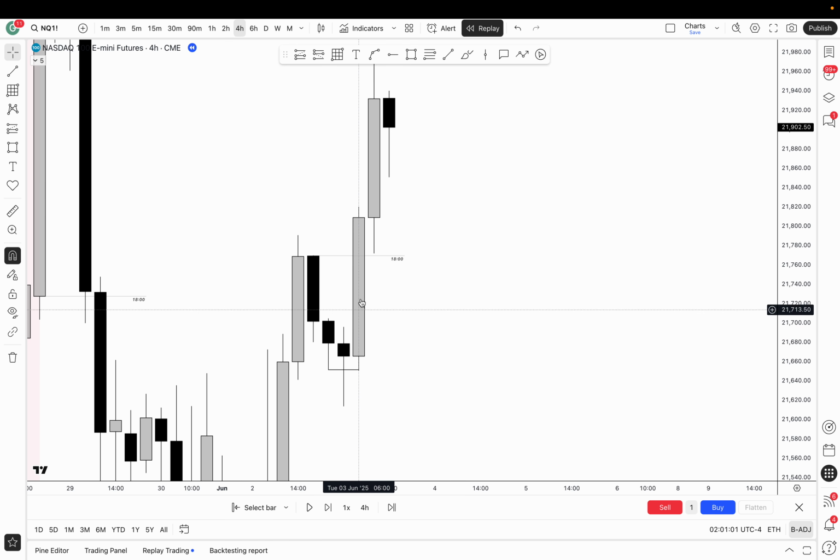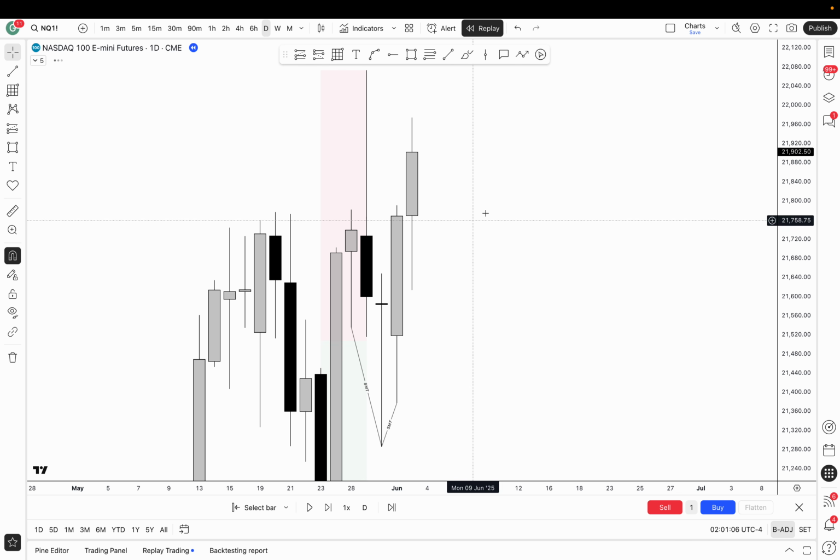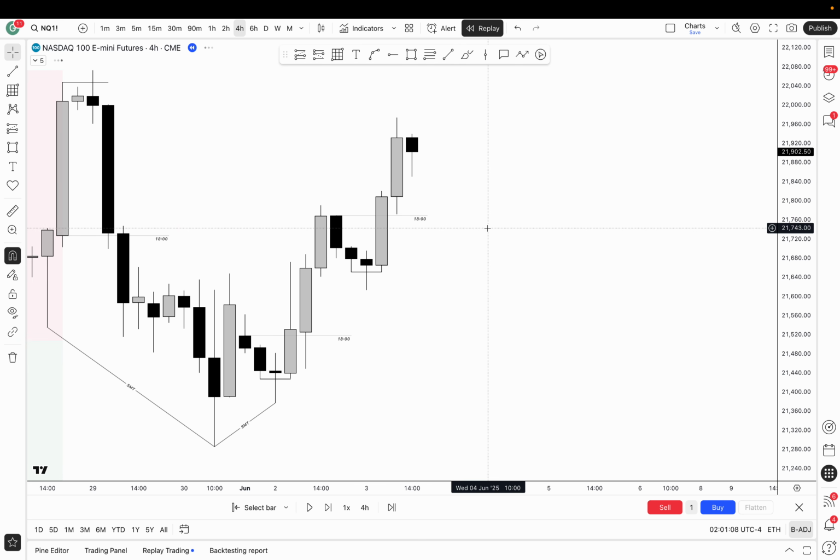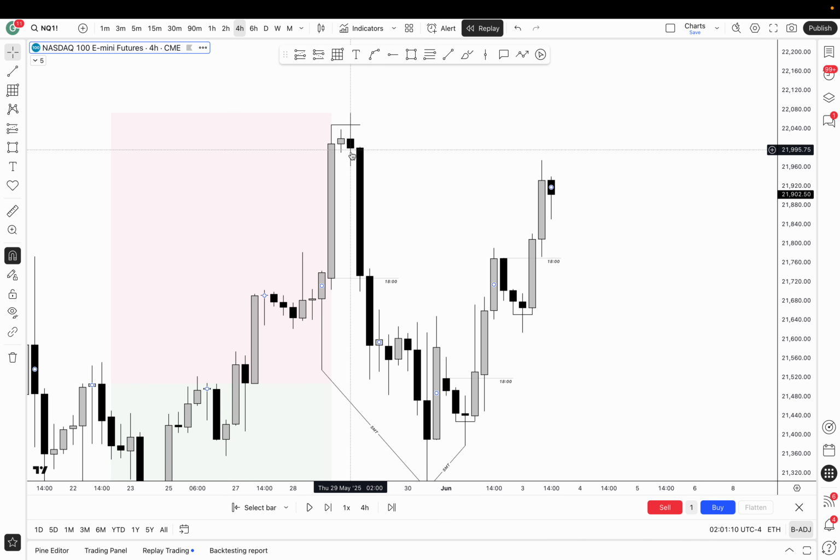So that supports expansion, that supports expansion. The daily candle supports expansion, simply. Also traded this as well.